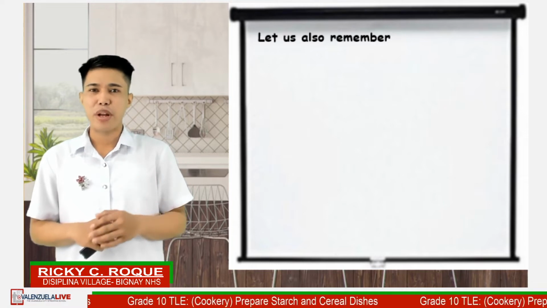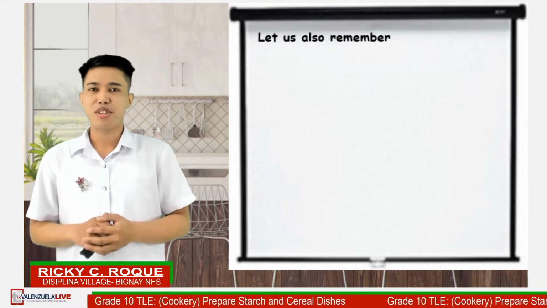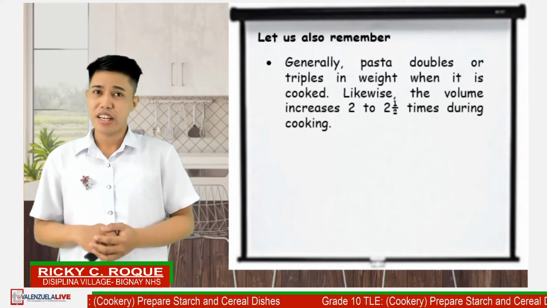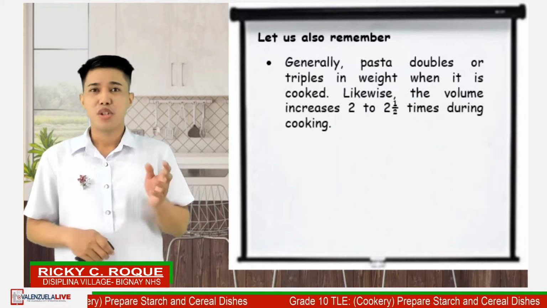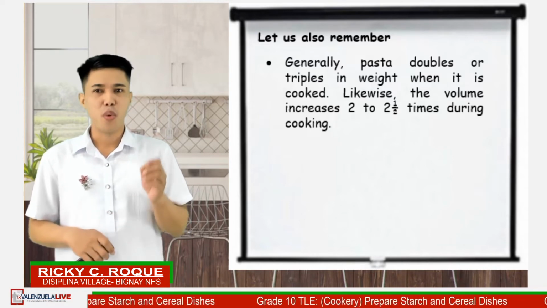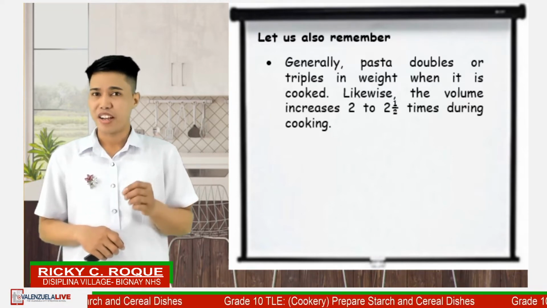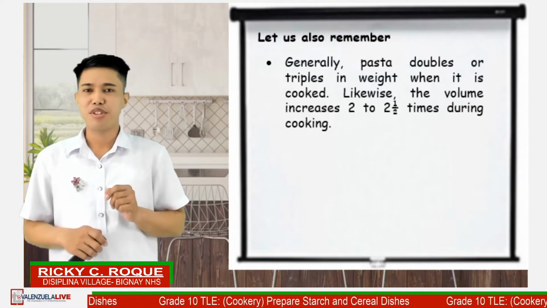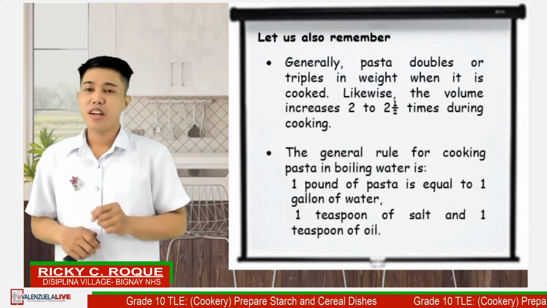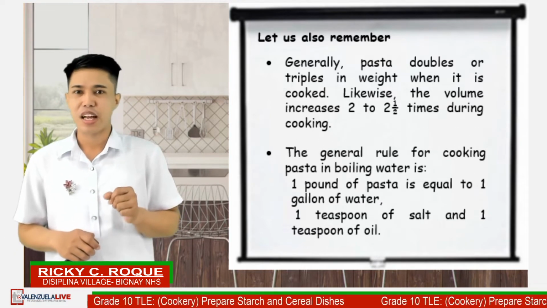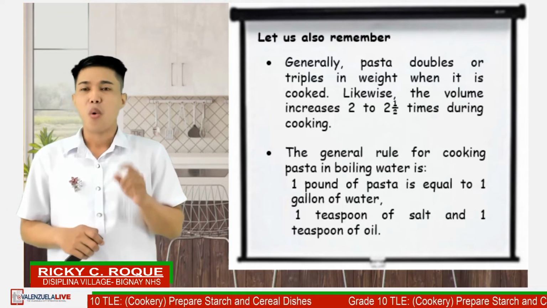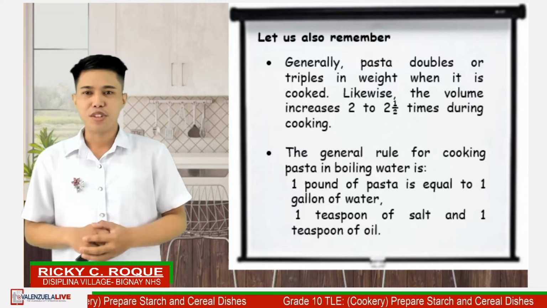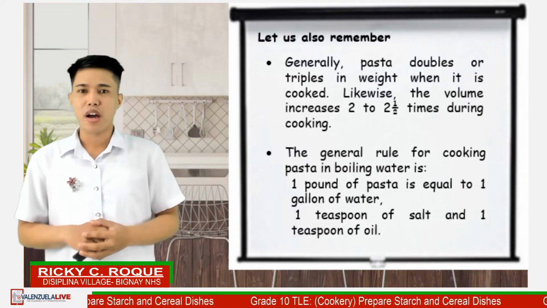Let us all remember that when pasta is cooked, it becomes bigger and heavier. Generally, pasta doubles or triples in weight when it is cooked. Likewise, the volume increases 2 to 2.5 times during cooking. The general rule for cooking pasta in boiling water is 1 pound of pasta to 1 gallon of water, 1 teaspoon of salt, and 1 teaspoon of oil.